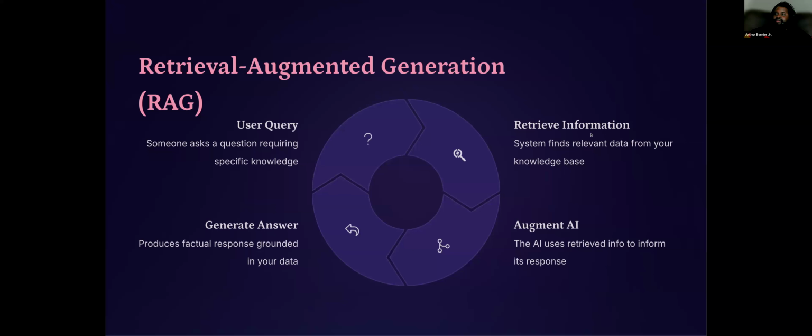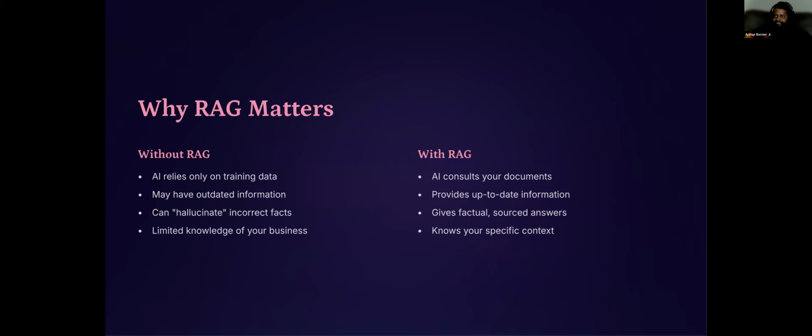So you want to have those things in the knowledge base that can answer those types of questions. Then it's going to augment the AI response. The AI uses the retrieved information to inform the response it's going to generate. Then it generates the answer and gives it back to the user. So it goes through that process, and you need to make sure you give it that information up front. If you do, it will be able to go through this process correctly.